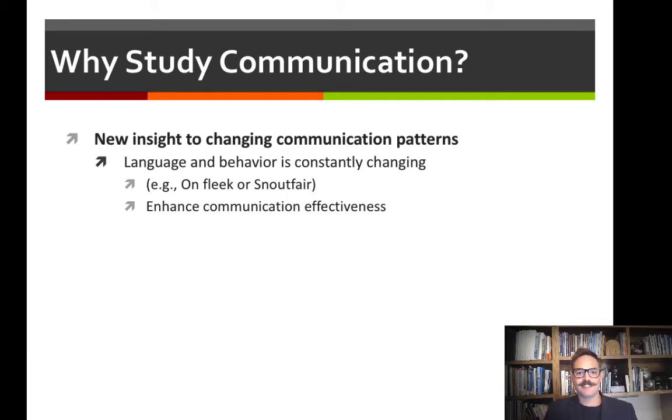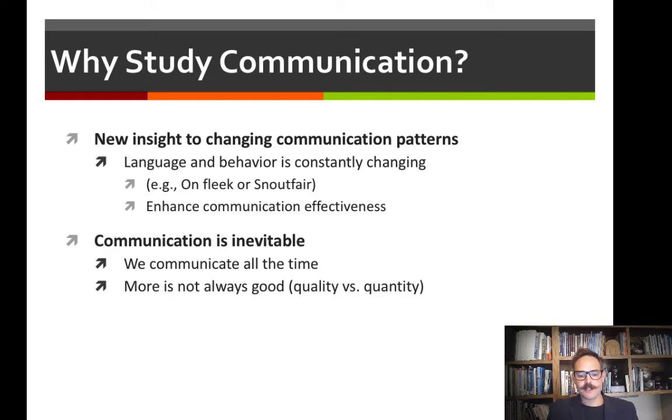So instead of saying, oh dang, that outfit is on fleek, you would have said, oh, that's so snout fair, right? So we see that language is constantly changing, vocabularies are being developed, and by virtue of that, we enhance communication effectiveness.